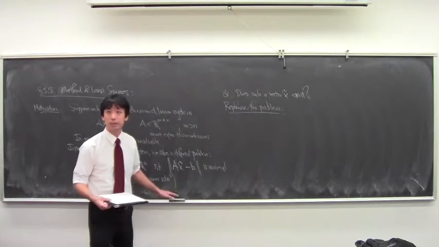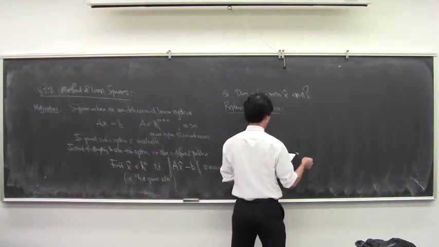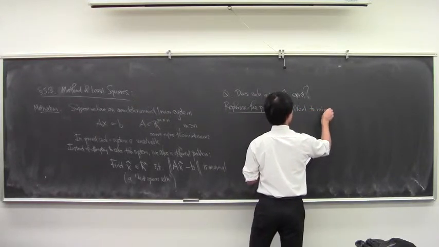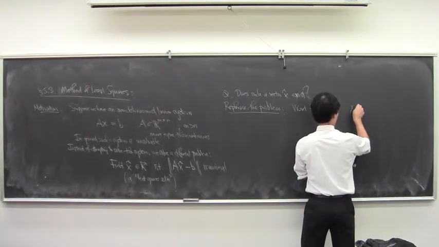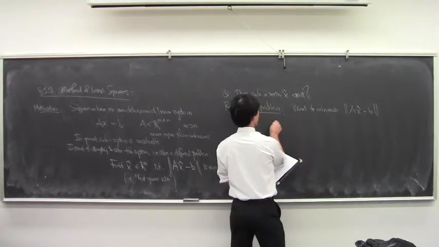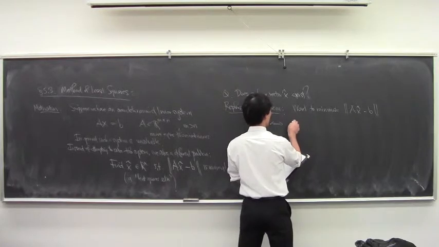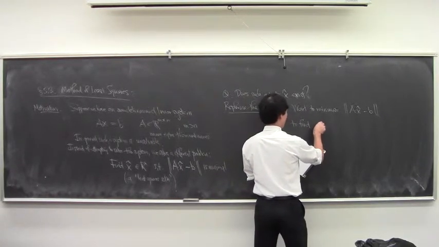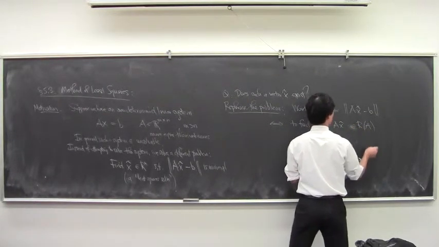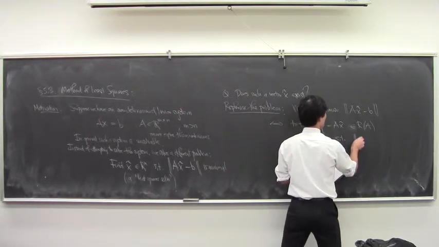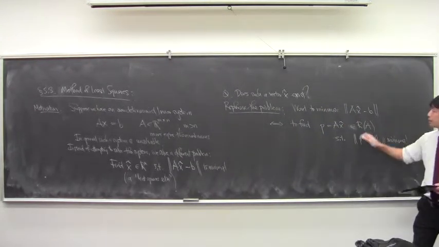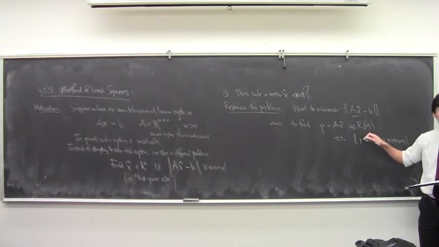Let's rephrase the problem just a little bit. We want to minimize the norm of Ax minus b. That's the same thing as saying that we want to find p equals Ax in the range of A, such that p minus b is minimal. So we just call this thing p. Okay, that's all we did.